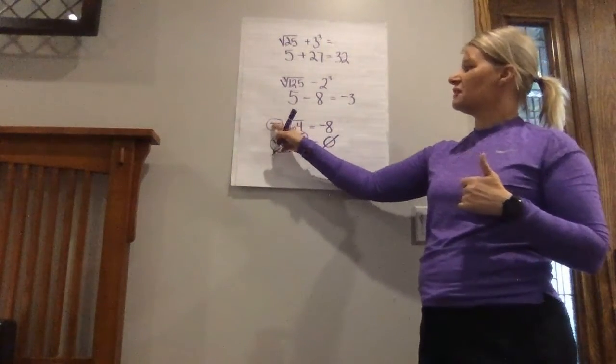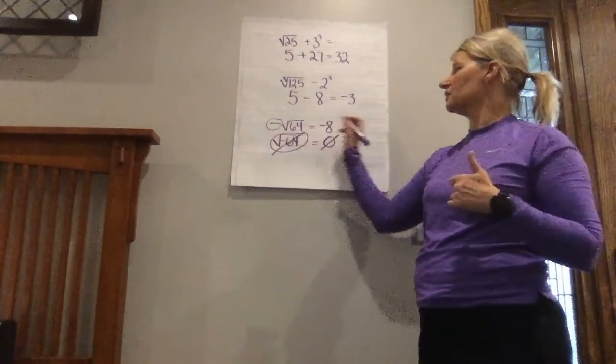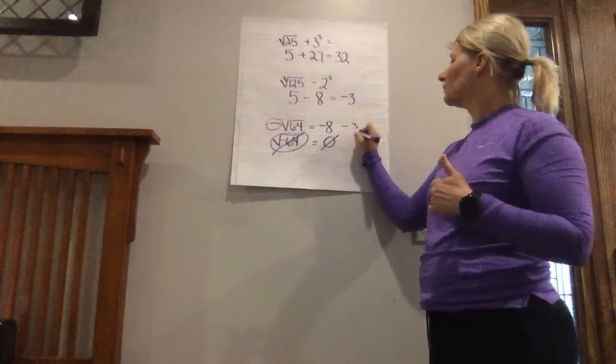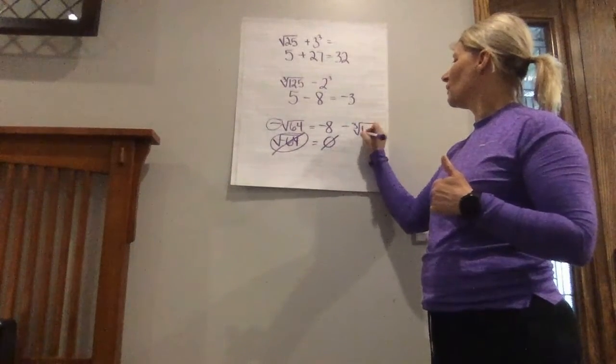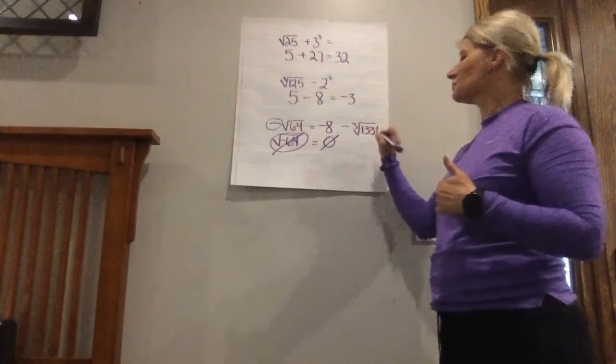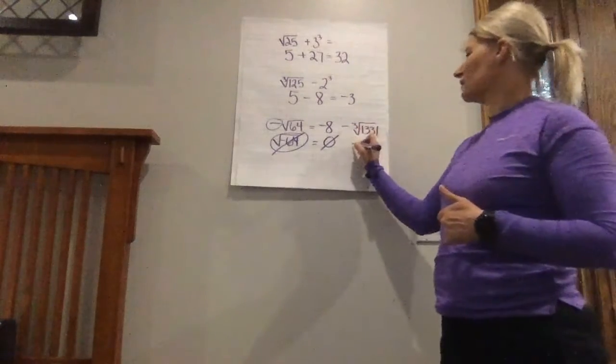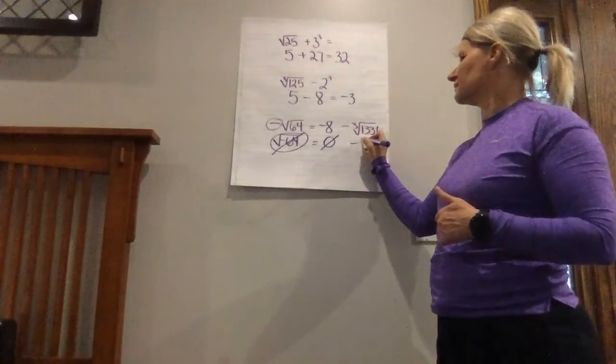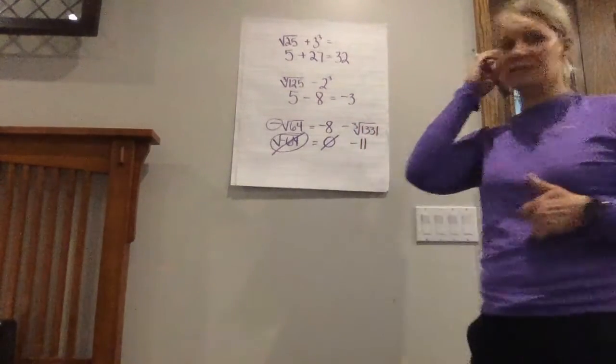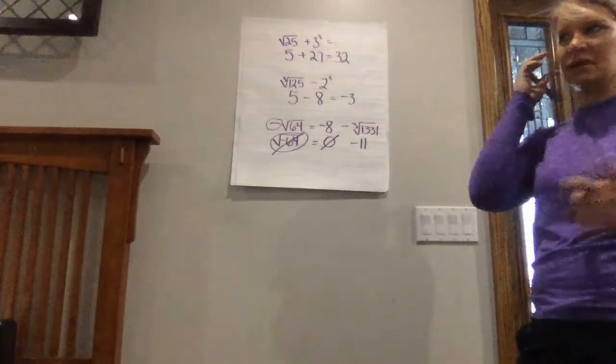So if the negative sign is on the outside of your cube root or your square root, then the negative sign goes with it. I think this is negative 11. I'm not sure. I can't remember now. I saw it yesterday and I don't remember.